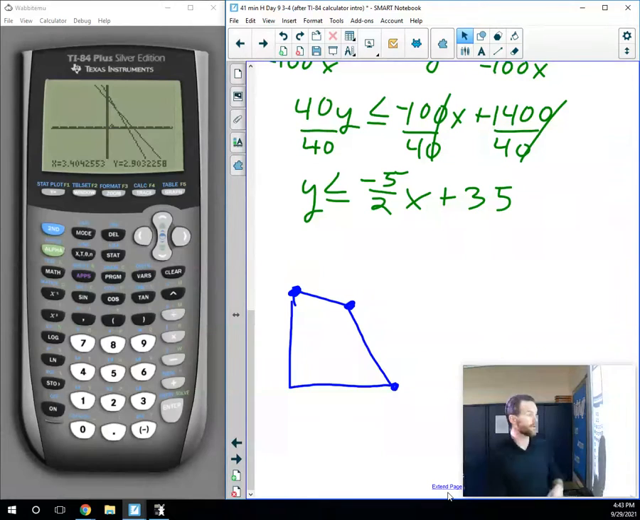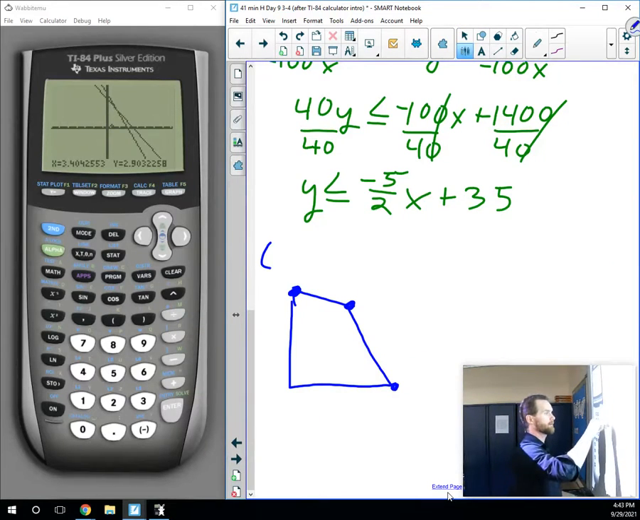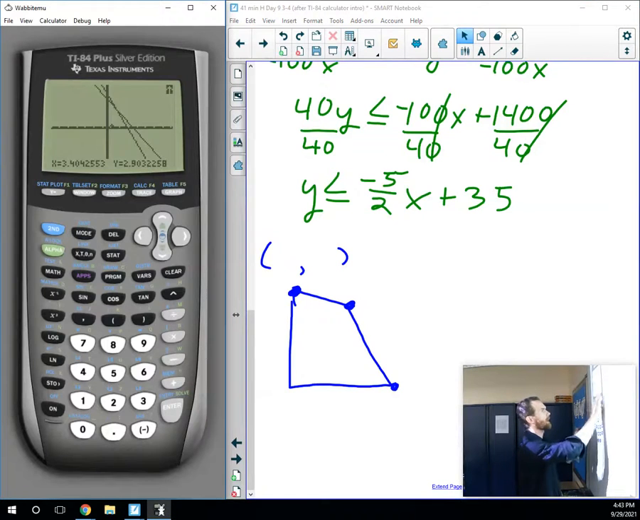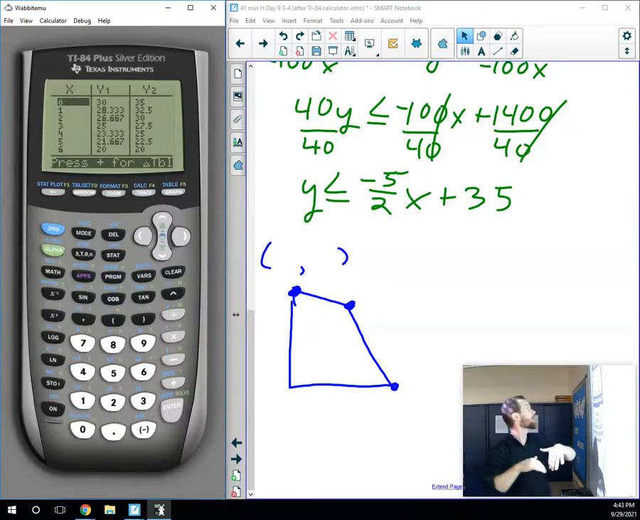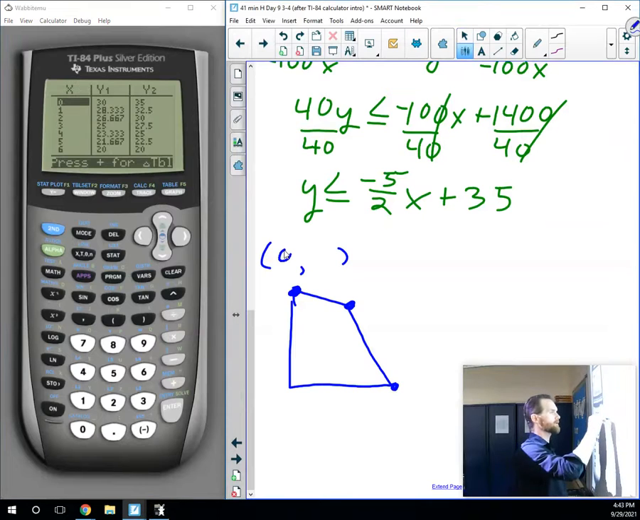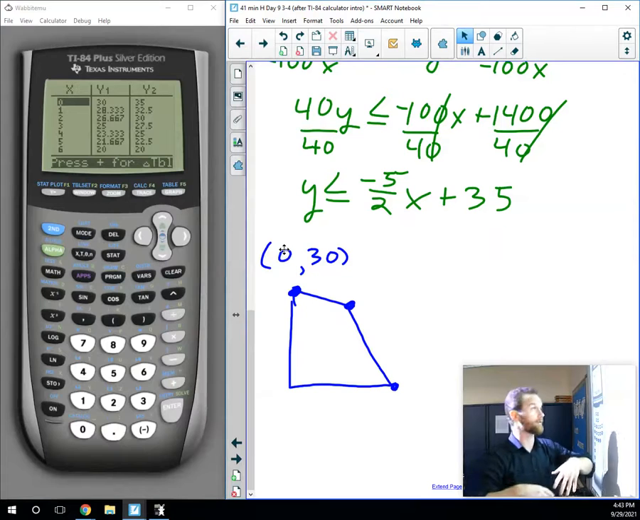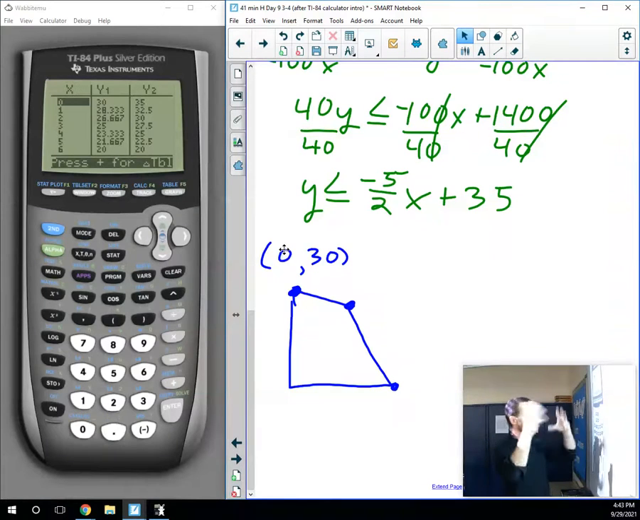Let's start with the y-intercept, which is going to be the one right here. So let's see. So I'm going to go to second graph. Remember, since we shaded below both of them, we want the smaller of the y-intercepts. At x equals 0, we've got a y-intercept of 30 and 35. That means we want 30, so 0, 30. We always want the smaller one, at least when we're shading below both of them. If we're shading above, then things change. But we're shading below, so we want the smaller one.